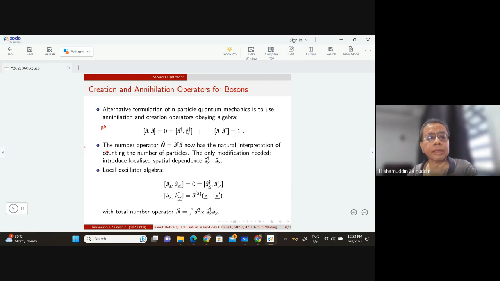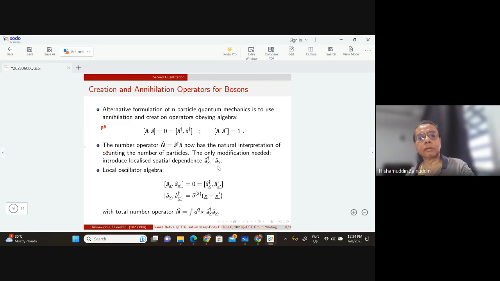The only thing that one needs to do here is to append to this algebra some kind of labels that tell you where the particle is. The modification we want is that these operators will be labeled by their spatial dependence.